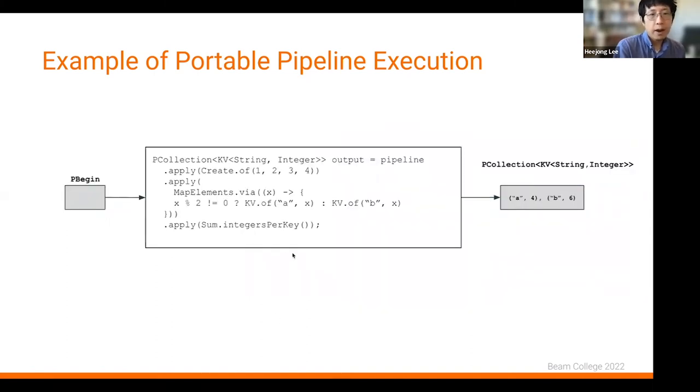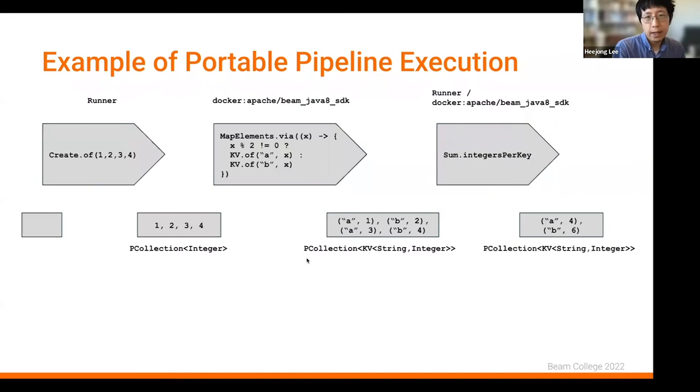This is another example of a portable pipeline. So the input PCollection is empty, basically. And we execute basically the same thing, Create 1, 2, 3, 4, and MapElements, and doing some group by operations like sum per key, and the output is this. When you expand this diagram, it looks something like this.